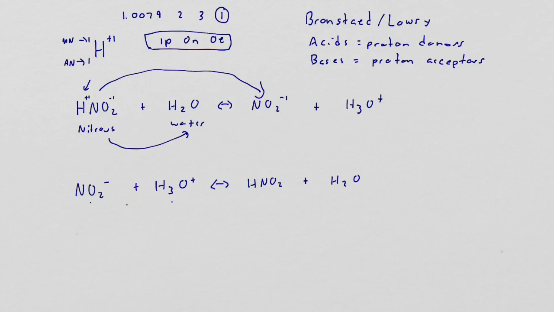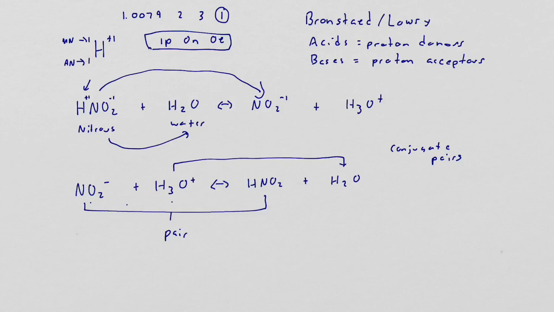All Bronsted-Lowry acid-base reactions happen in what they call conjugate acid-base pairs. I'll put that down: conjugate pairs. What you're supposed to see when you look at these equations is that these two right here are a pair. A pair differs by a single hydrogen. So HNO2 has 1 more hydrogen than the nitrite ion. And the other pair that you see here is these two. Of those pairs, one is the acid and one is the base.